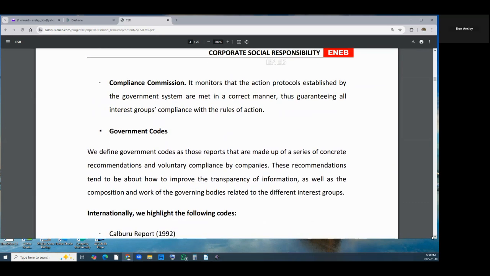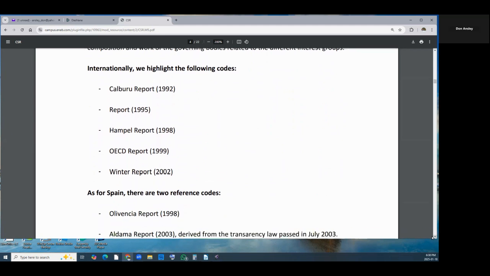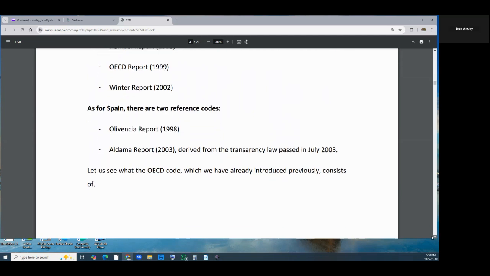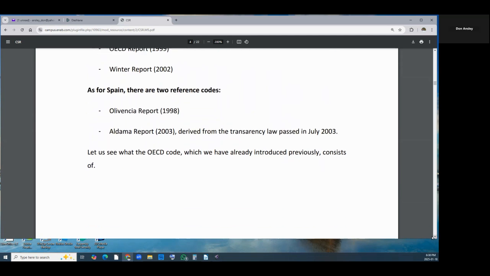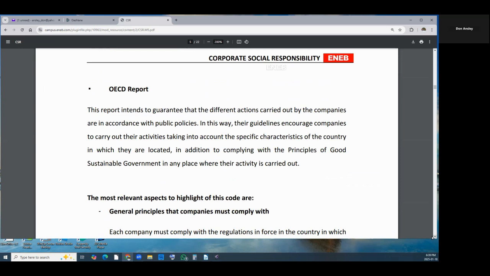The government codes. We define government codes as those reports that are made up of a series of concrete recommendations and voluntary compliance by the company. These recommendations tend to be on how to improve the transparency of information as well as the composition and work of the governing body related to the different interest groups. Internationally, we highlight the following codes: the Cadbury Code, the Hampel report, the OECD report, the Winter report. As for Spain, there are two reference codes, the Olivencia report and the Aldama report, derived from the transparency laws passed in July 2003. Let's see what the OECD code, which we already introduced previously, consists of. The OECD report intends to guarantee that the different actions carried out by the company are in accordance with public policy.